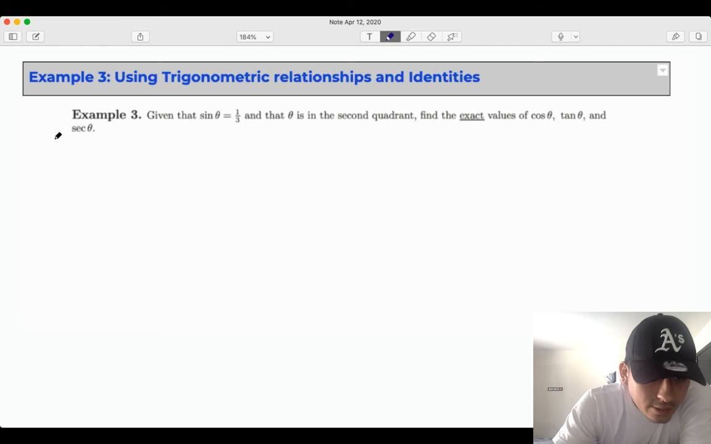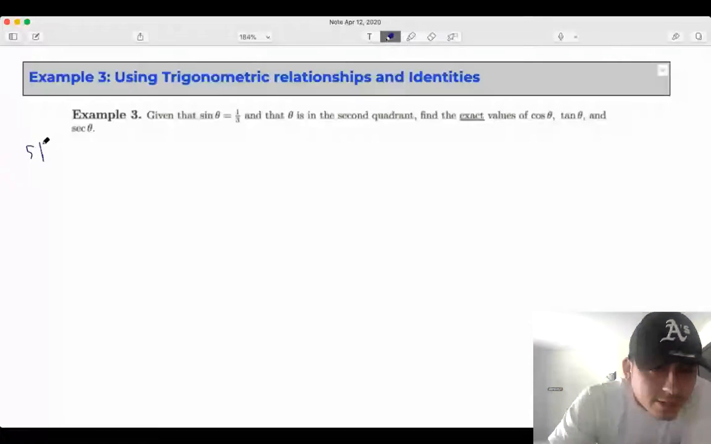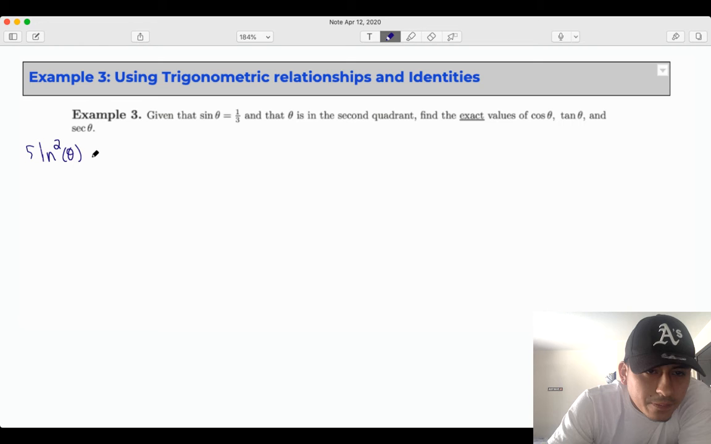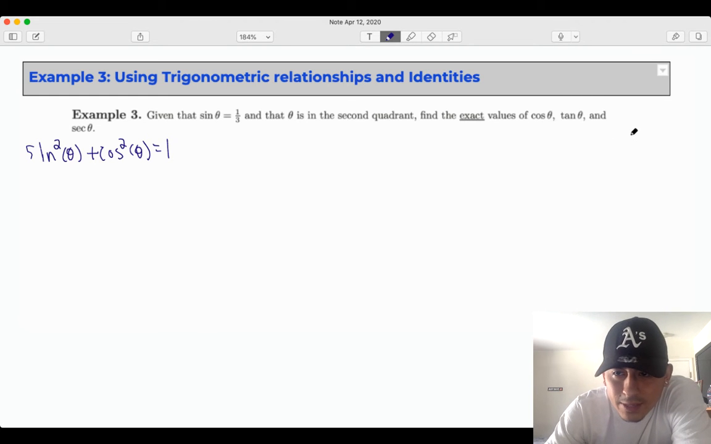The Pythagorean identity states that sine squared of theta plus cosine squared of theta is equal to 1. And it's given to me that sine of theta is equal to 1/3. So if I were to square that, I'll get that sine squared of theta is equal to 1/9.